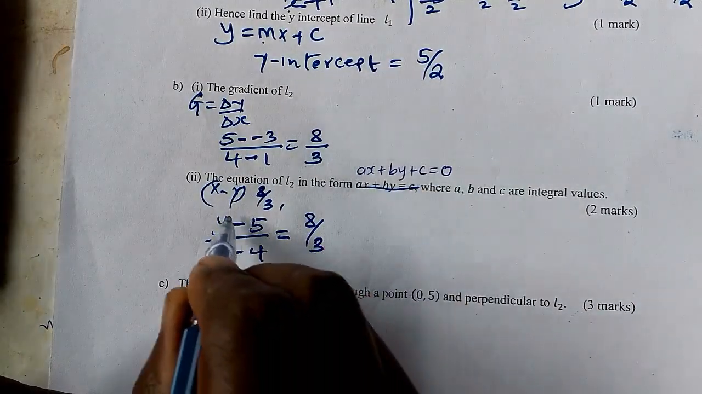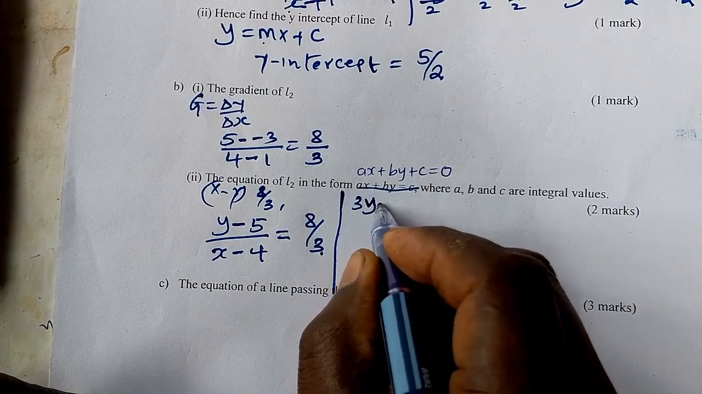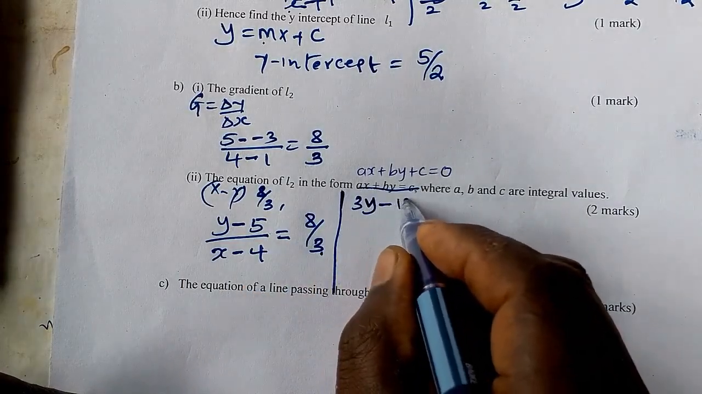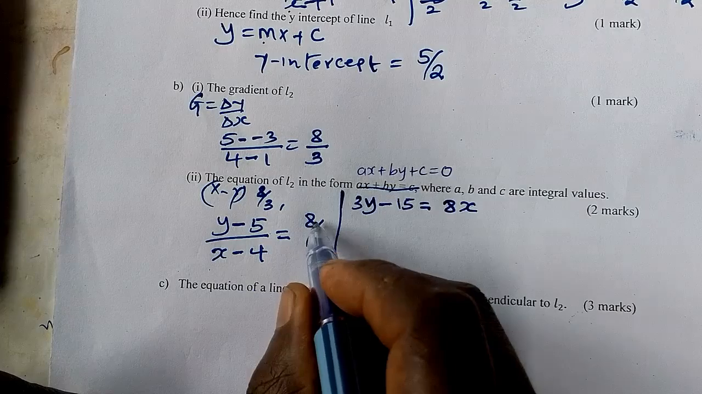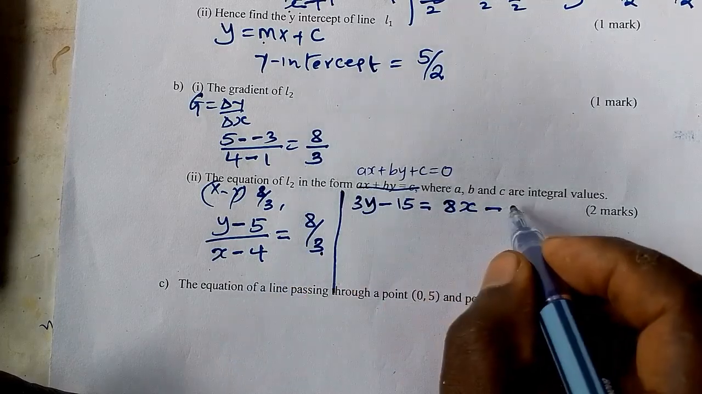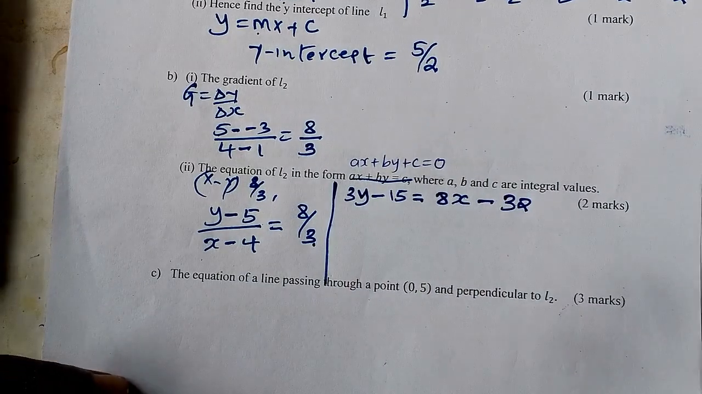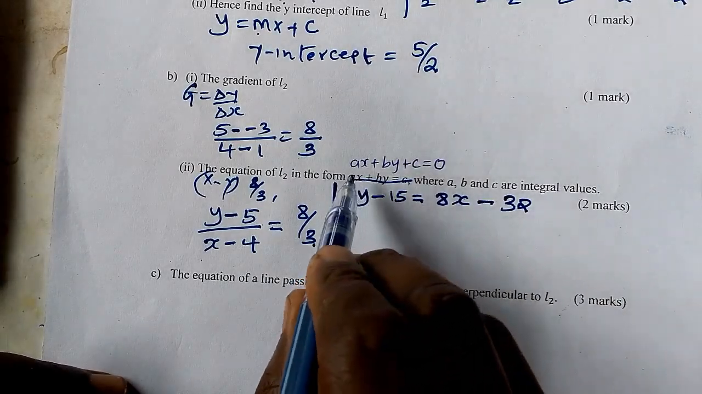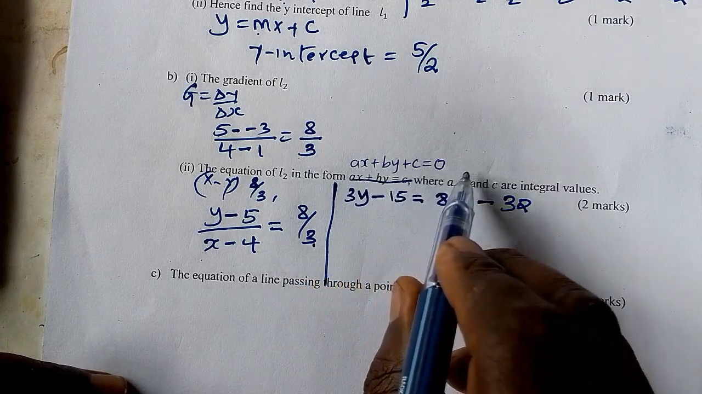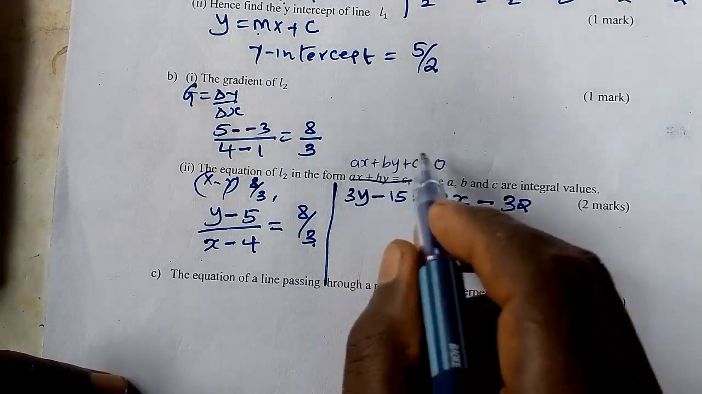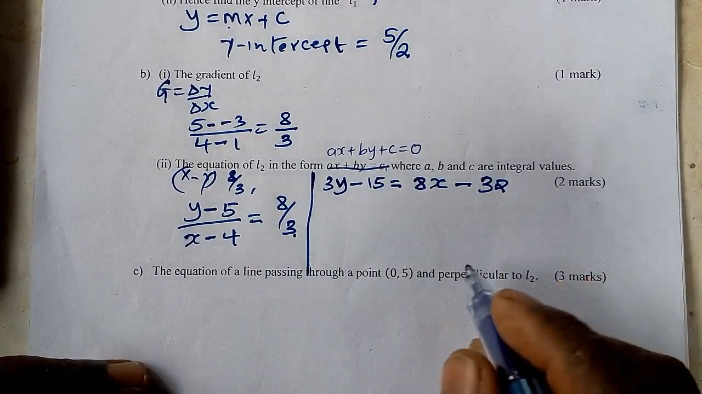So we solve that, we cross multiply. We are going to have 3y minus 15 is equal to 8x minus 32. So let us collect like terms together. Because we were given ax, we make sure x starts, y follows, then the constant, then 0. You must adhere to the instructions given. If you write your own way, you get 0 at the final answer.